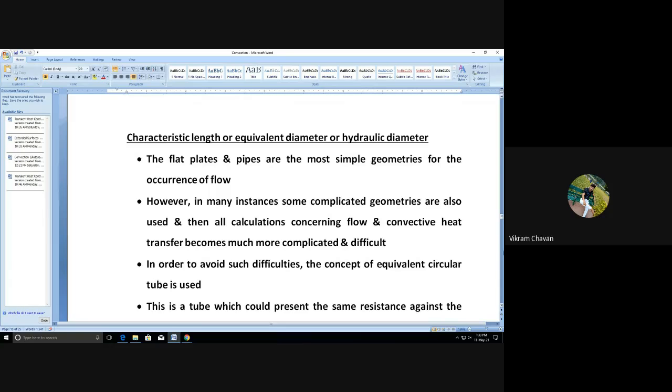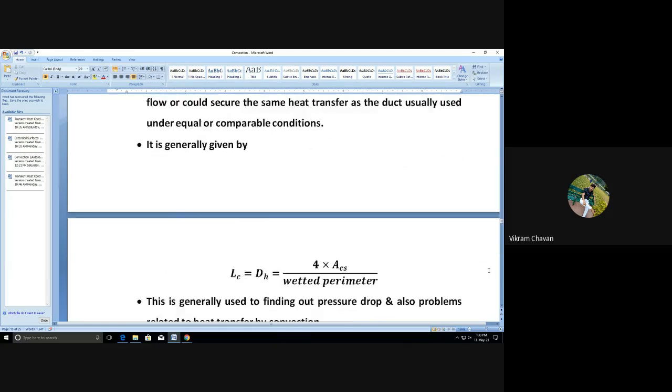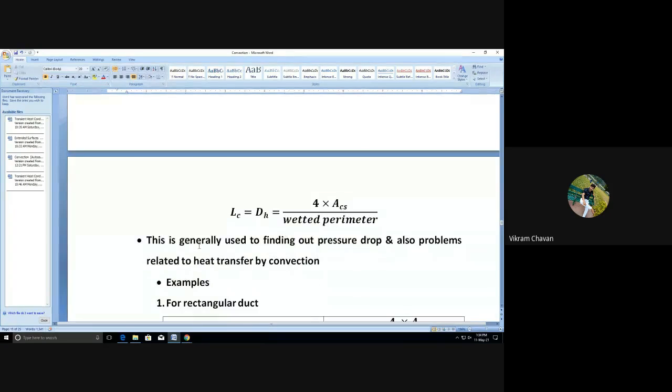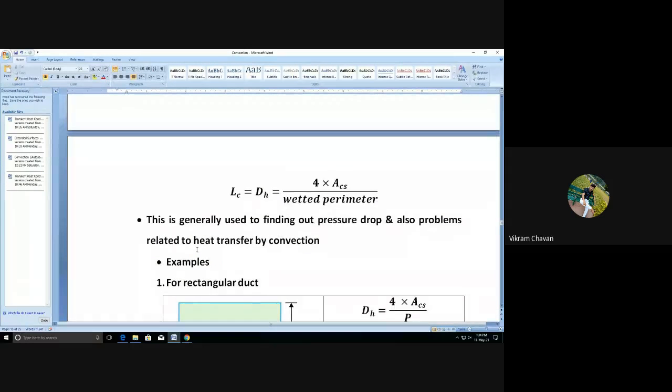So we will get this equation that the characteristic length L_c is equal to the hydraulic diameter D_h, which is equal to 4 multiplied by cross section area divided by wetted perimeter. This is used for the problems of fluid mechanics, also for the calculation of convection, and for the calculation of pressure drop.